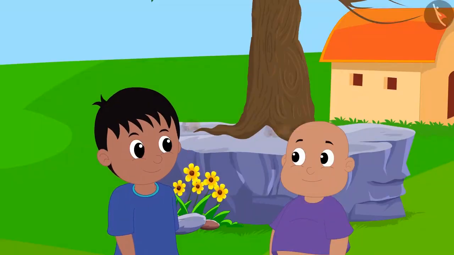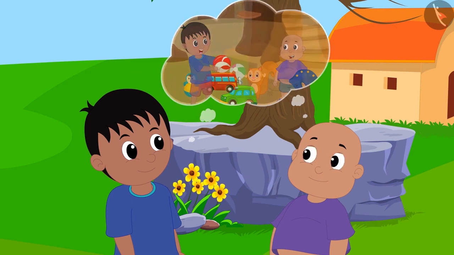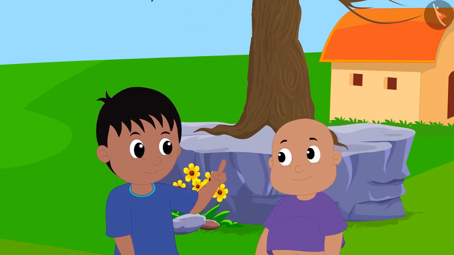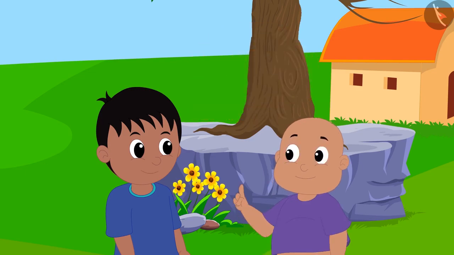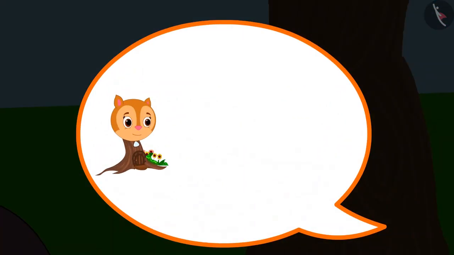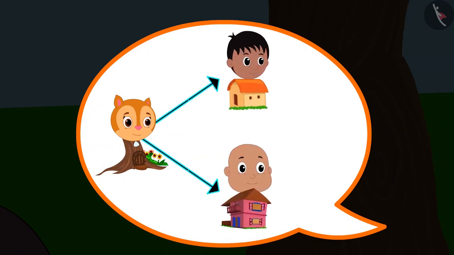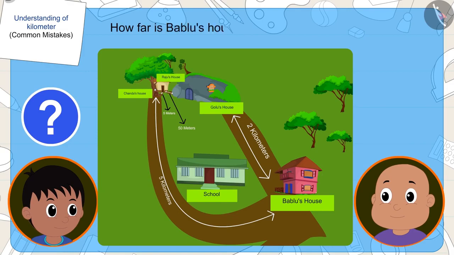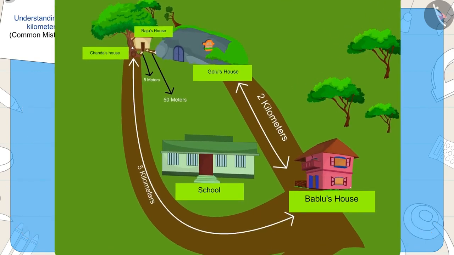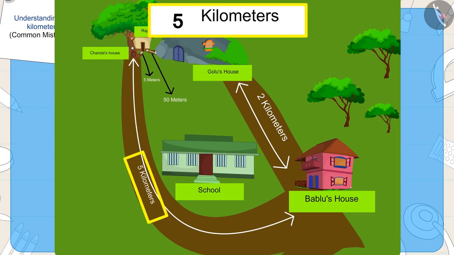Raju and Bablu are going to play at Chanda's house. Raju tells Bablu that his house is closer to Chanda's house. But Bablu is arguing with Raju that their two houses are at equal distances from Chanda's house. Raju asks Bablu, how far is his house from Chanda's house? Bablu tells him that his house is 5 kilometers away from Chanda's house.